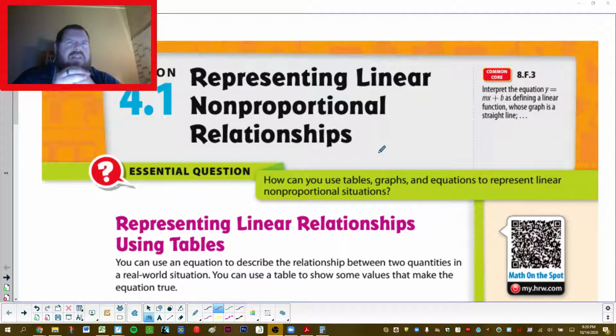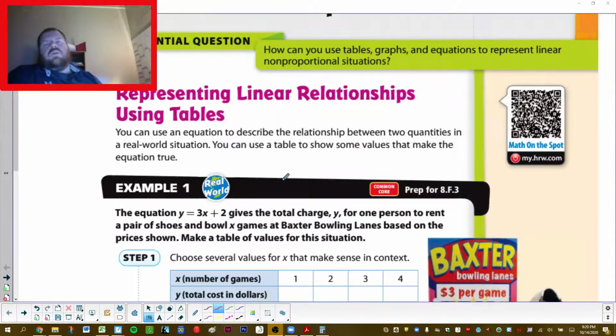So that's why I said that with the tables, the graphs, the equations, all those things, the idea of slope is not going to go away. We're still going to be using slope here. Let's go ahead and take a look at it. Representing linear relationships using tables.